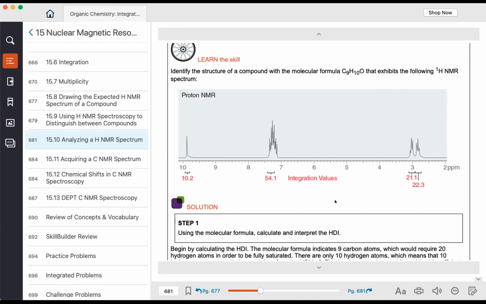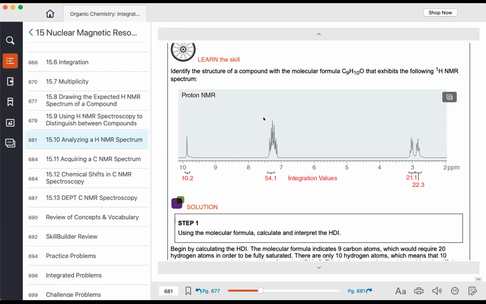So now that we know our integrations, let's have a look at the shifts. These 2 shifts are around 3 ppm and are indicative of maybe some alkyl groups that are near a mildly withdrawing functional group, something that has a little bit of polarity, but not much, because these protons are shielded relative to a normal alkane position.